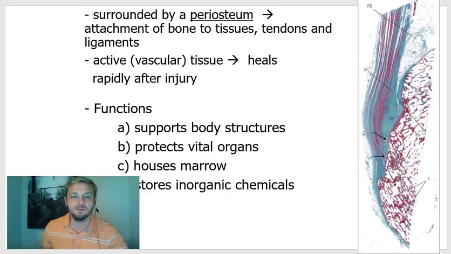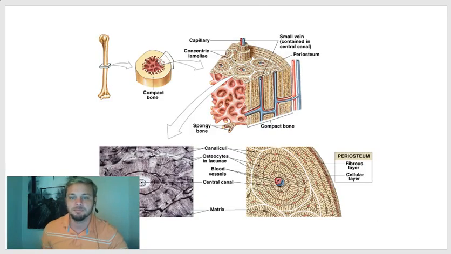So, your bone tissue, we've already talked about the skeletal system, so this is just kind of like a review. It helps to support the body, houses the marrow, protects your vital organs, stores inorganic chemicals like calcium and magnesium. You can see all of the stuff.